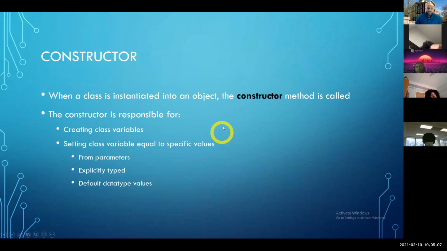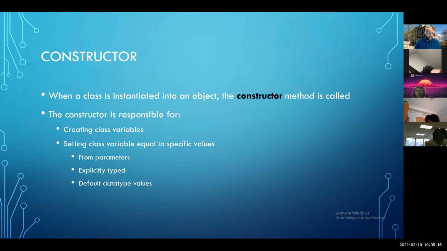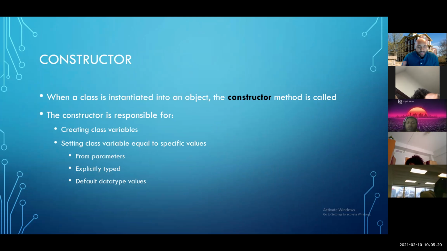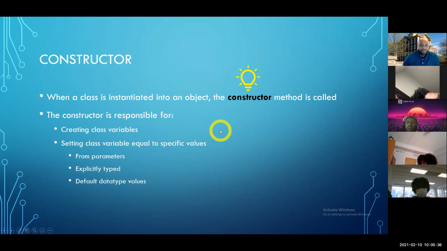All right, so let's talk about that constructor method. When a class is instantiated into an object, the constructor method is called, okay? So that's basically the first method that's called when you create an object. It's constructing the object. It's responsible for creating class variables and setting class variables equal to specific values, from parameters, either explicitly typed or default data type values. And we'll talk about this. And just be mindful of the constructor name.